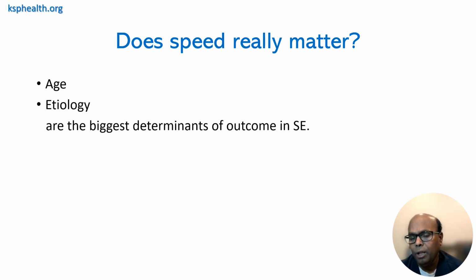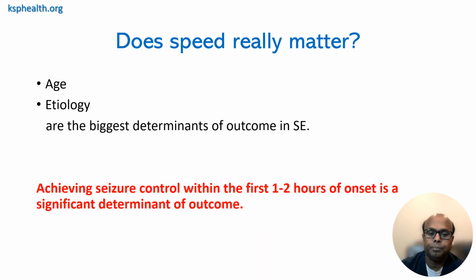Does speed really matter? Age and etiology of status are the biggest determinants of the outcome. Achieving seizure control within the first 1 to 2 hours of onset is a significant determinant of outcome. So it is very important to identify, treat, and abort the seizure as quickly as possible.